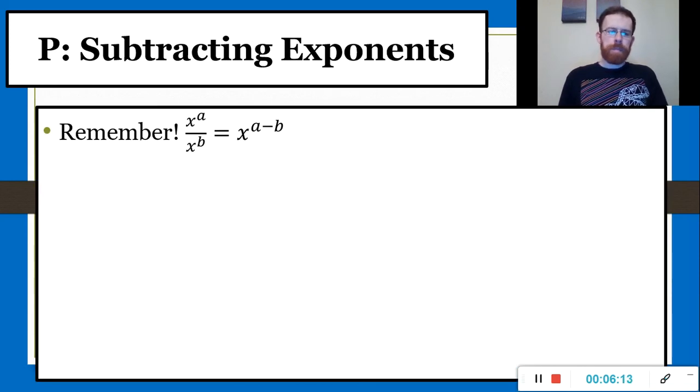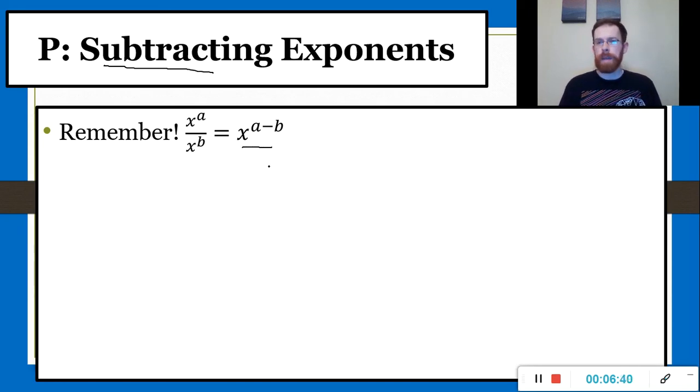Alright. So, now, if we can add exponents, guess what we can do? Subtract them. So, ladies and gentlemen, be super careful. When you multiply variables, that means you can add exponents. If you divide variables, that means you subtract exponents. So, x to the a divided by x to the b is equal to x to the a minus b.